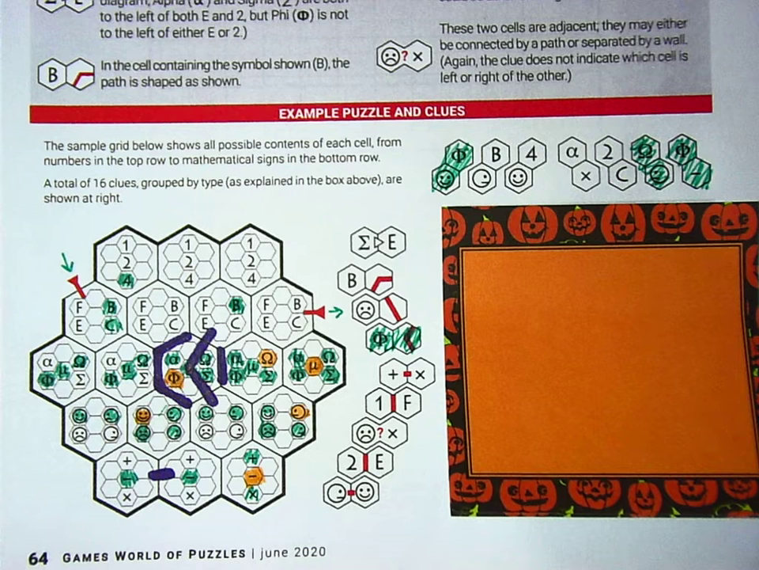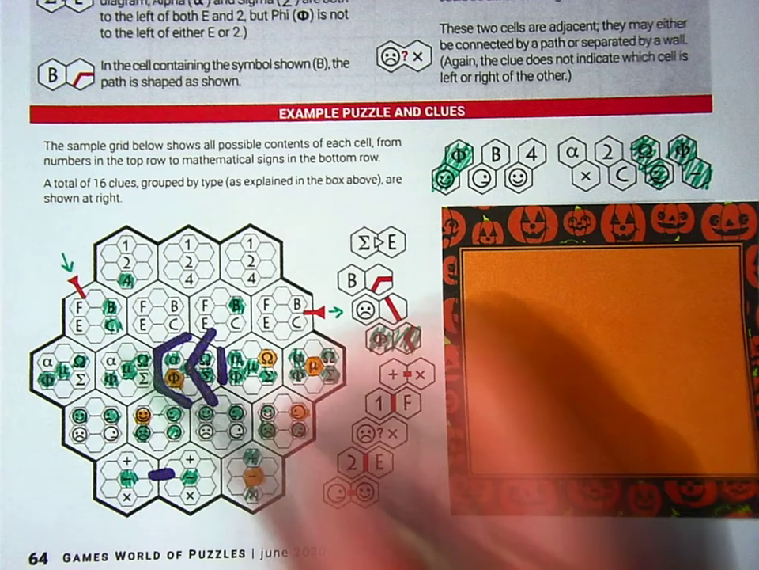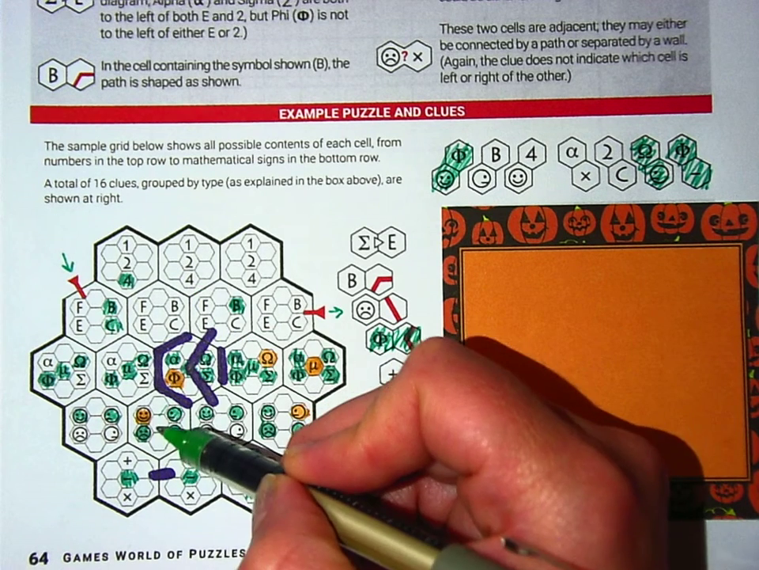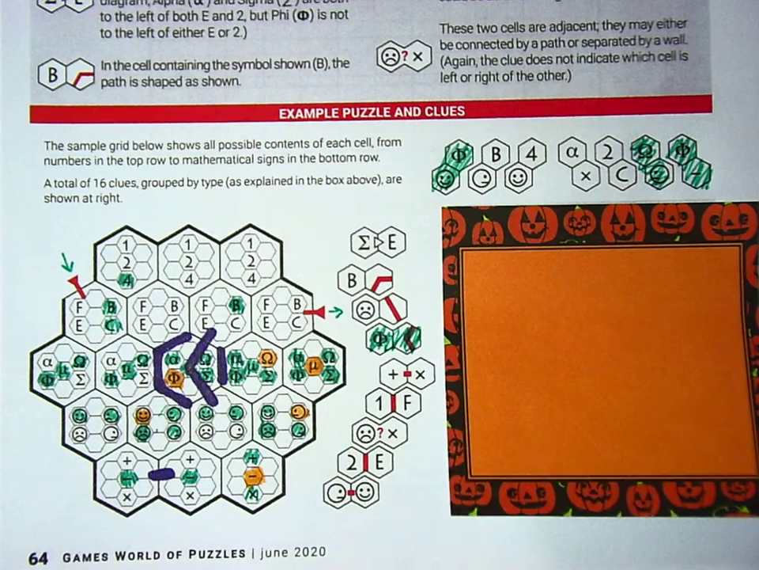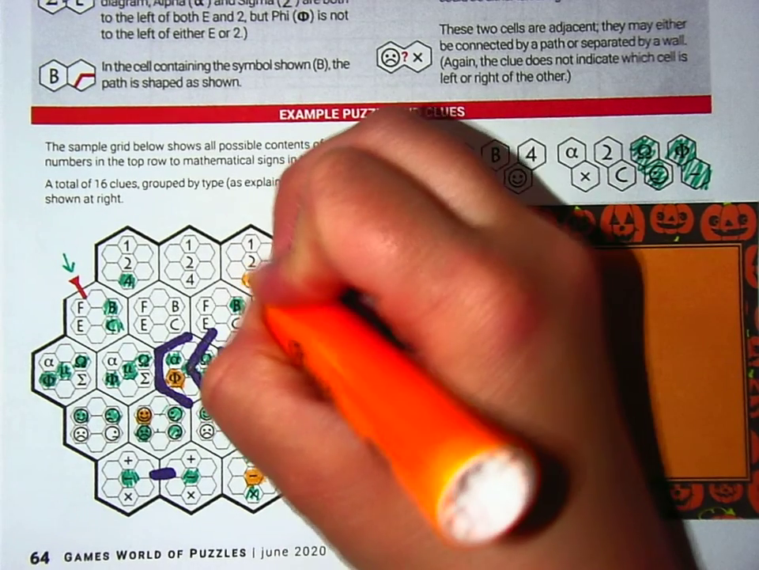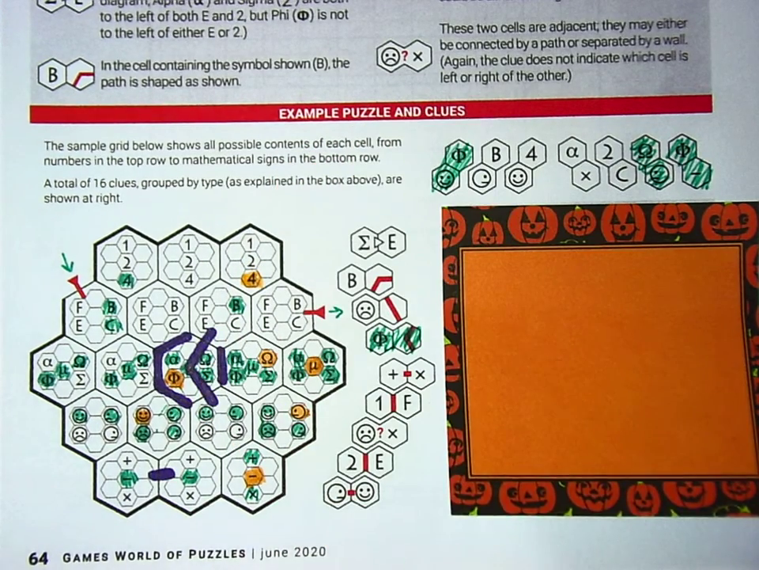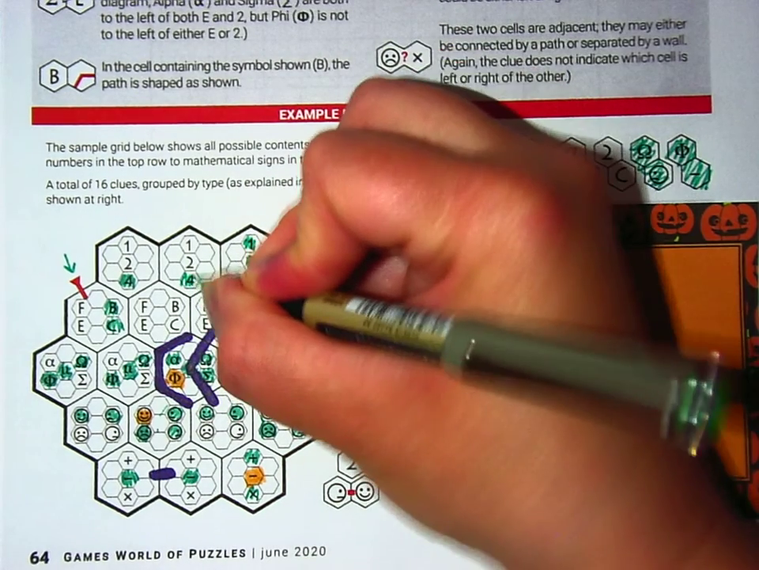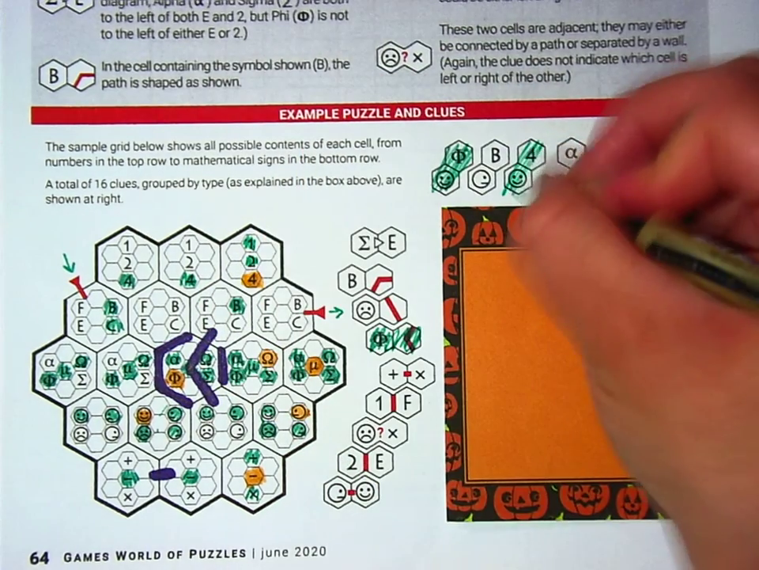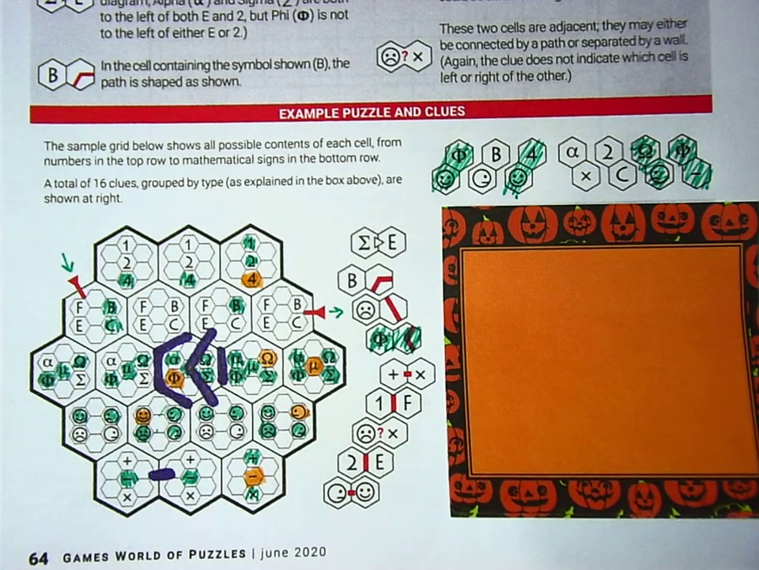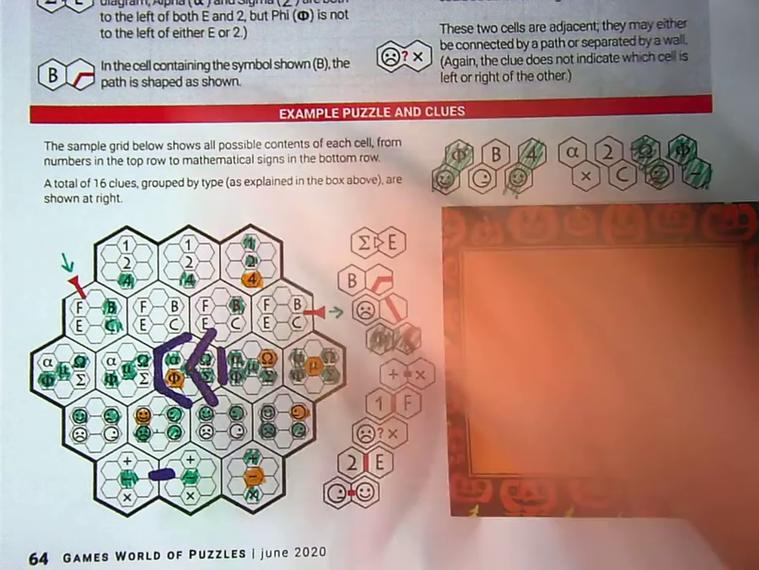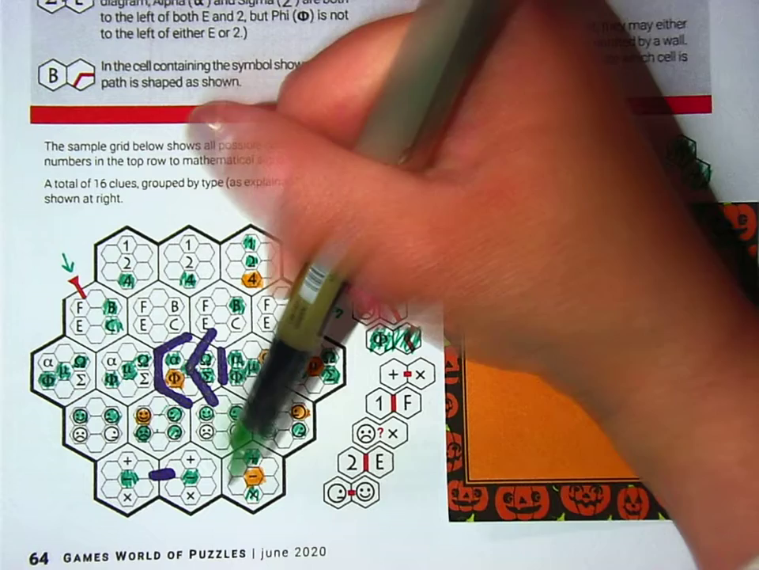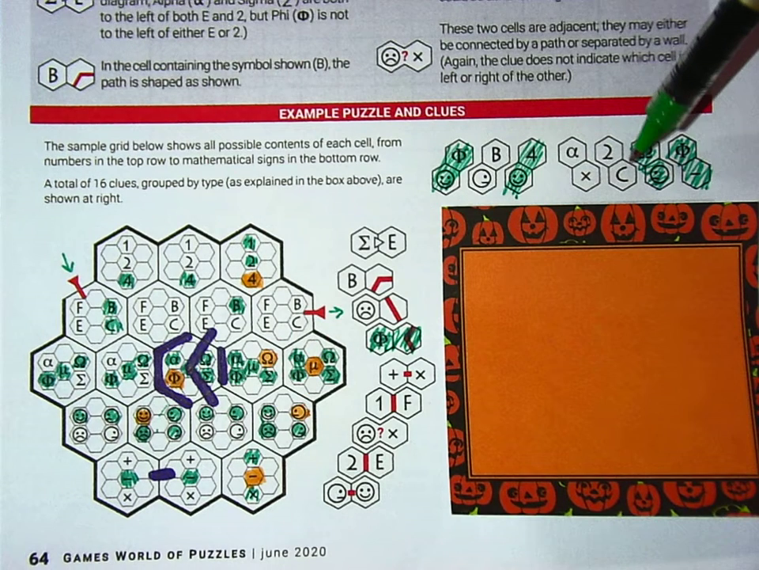The 4 is with the smiley face. Let's see. Oh, we know where the smiley face is, so that means we know that the 4 is up here. And these are not, and that is not a 4, so that means that clue's done. Then we have alpha is in line with the X off to the right. Well, those could be, so I'll just leave that be for now.